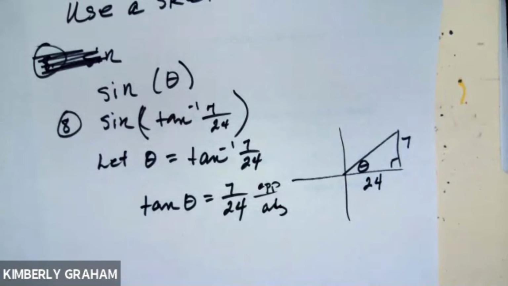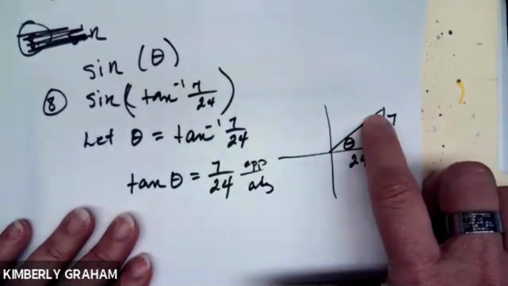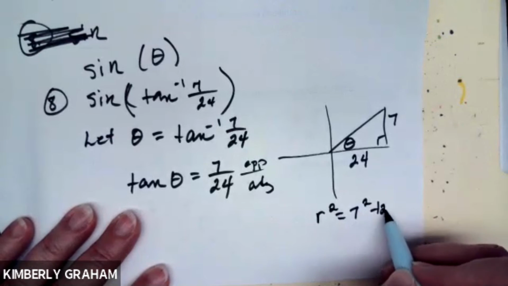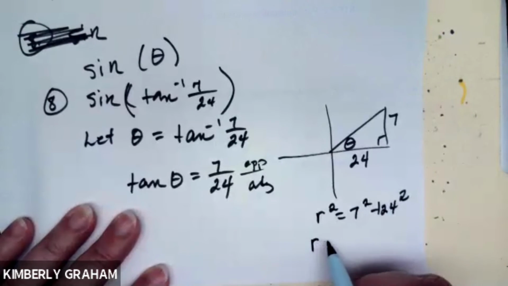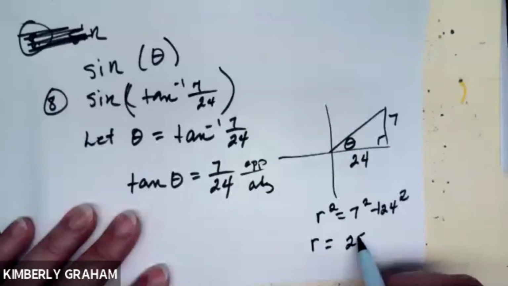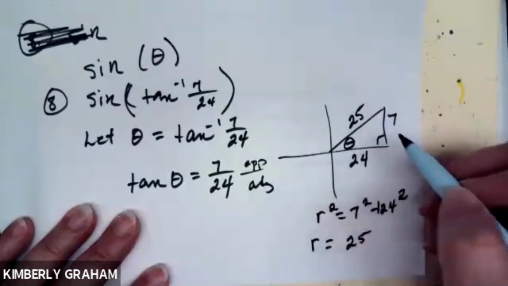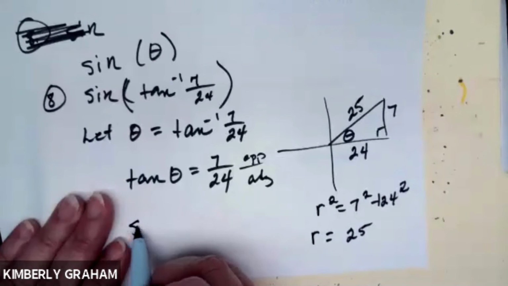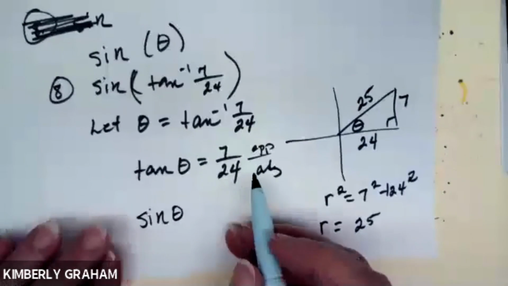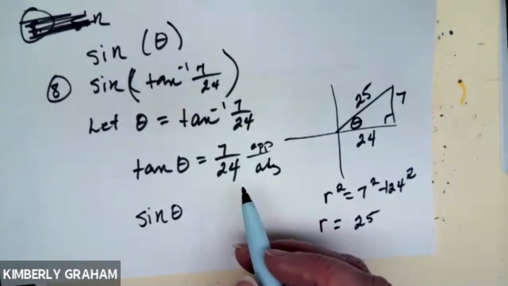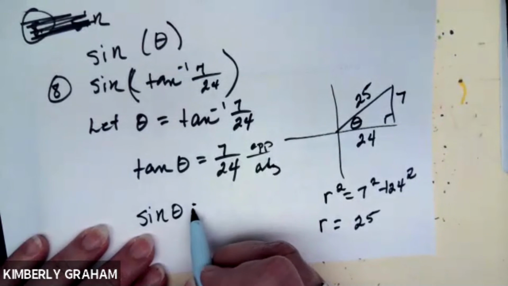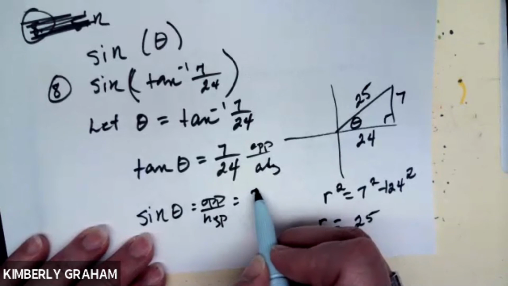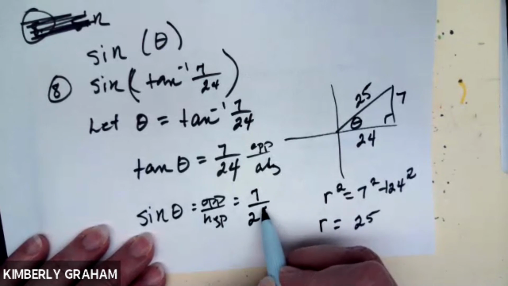Okay. Use the Pythagorean theorem to get this r value here. So r squared equals 7 squared plus 24 squared. So r is going to be 25. Okay. Now the sine of this theta is opposite over hypotenuse. So 7/25.